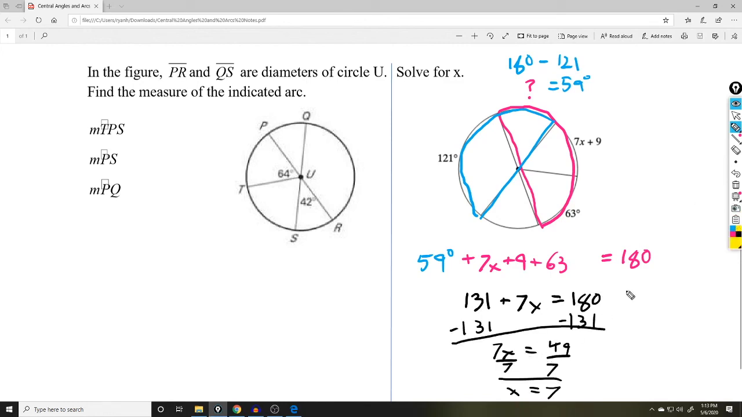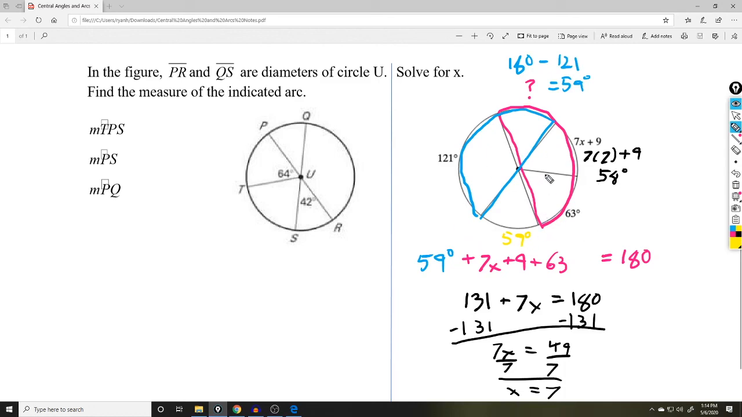And as always, we can double check our answer. If x is 7, we can plug in 7 for x into the equation. This is 7 times 7 plus 9. So we have 7 times 7 is 49 and 9 is 58 degrees. So our equation says that if we add these three parts, the 59, the 58, and the 63, we should get 180. Another way you can double check is by saying, oh, this is 59. You can use the same argument with the diameter this way to say that this is 59. And when I add all of these together, so I have 59, 121, 59, 58, 63, that should all add all the way around the circle to be 360.